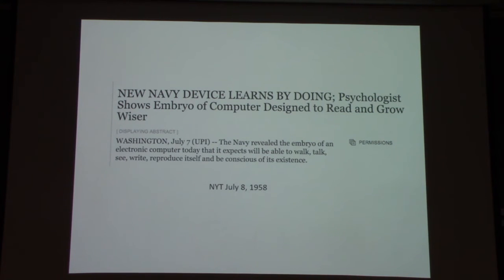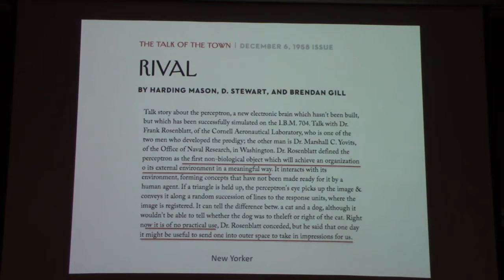This was a news article from the New York Times from 1958, that said a psychologist grows an embryo of a computer designed to learn and grow wiser. By the way, this was the perceptron algorithm. The same thing, the perceptron, in the New Yorker, I think: the first non-biological object which will achieve an organization of its external environment in a meaningful way. It might be useful to send one to outer space.